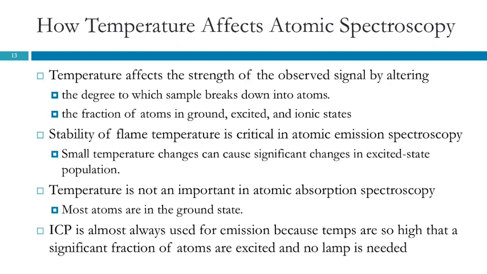ICP, inductively coupled plasma, is almost always used for emission rather than absorption because the temperatures are so high that you have a significant fraction of your atoms in the excited state, and then you don't need a lamp to provide the light.